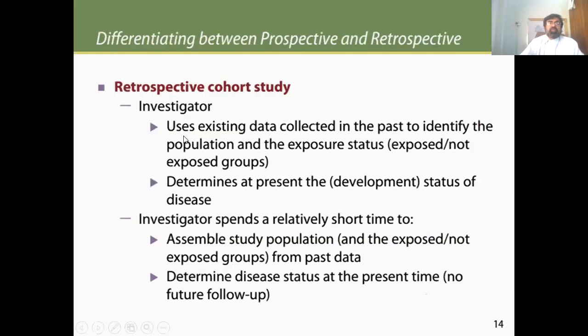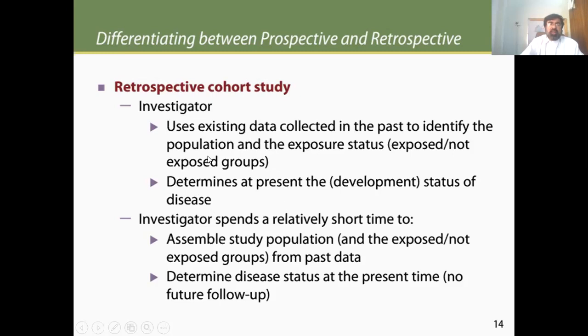Retrospective cohort study: the investigator uses existing data collected in the past to identify the population and exposure status, exposed, not exposed. This is specifically related to the data that exists in the hospital or any clinical center. Determine at present the development status of the disease. The investigator spends a relatively short time to assemble the study population and the exposed and not exposed groups. This is a cheaper study because you will not wait.